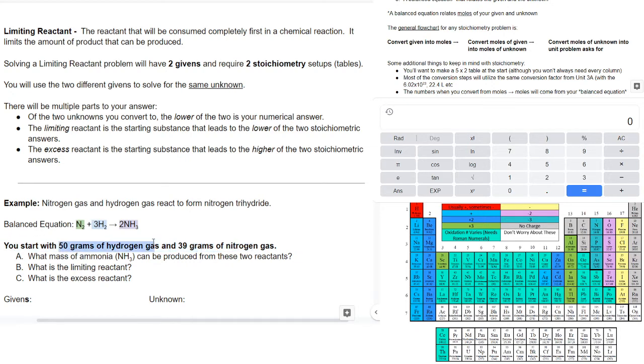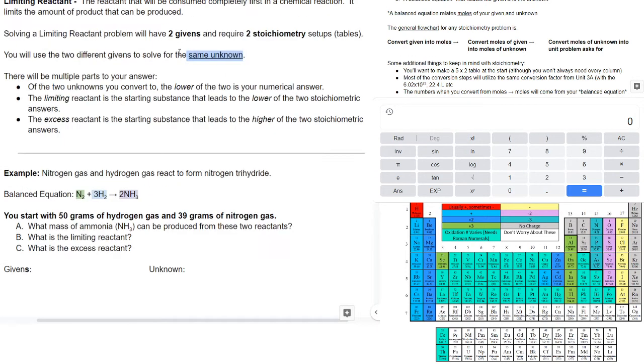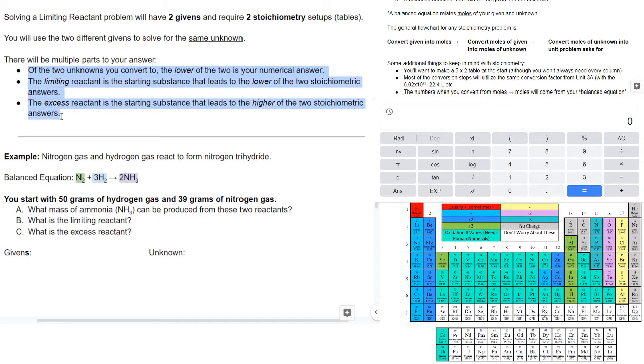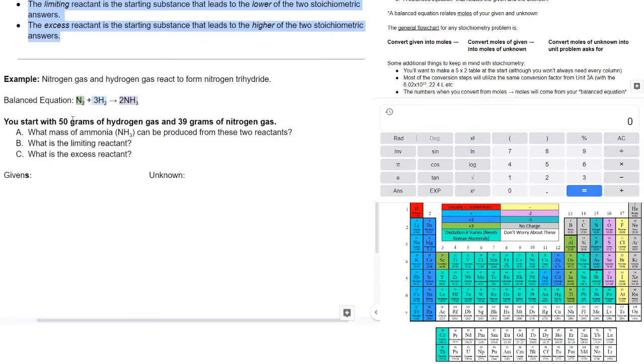As we can see in example 1, we're given 50 grams of hydrogen and 39 grams of nitrogen. And so what we'll end up having to do is two stoichiometry problems, using both of the different givens to solve for the same unknown. Once we get our actual answers, I'll come back to these bullet points. So I already got the balanced equation. That should be mostly review. Nitrogen is diatomic, hydrogen as well, nitrogen trihydride, NH3.